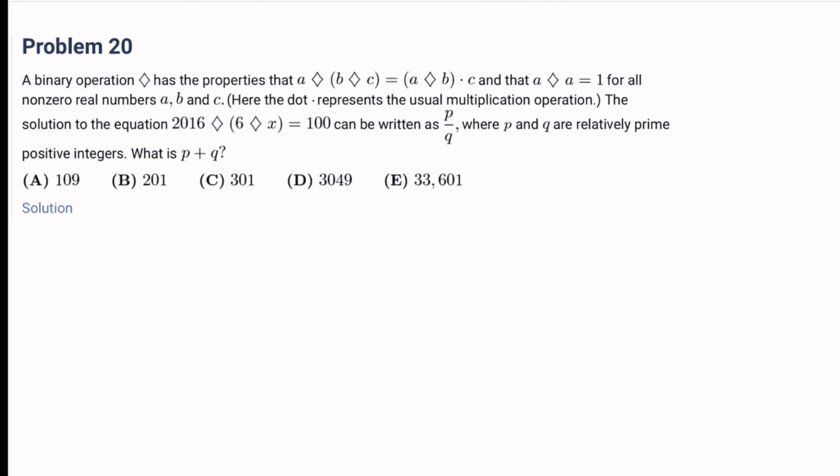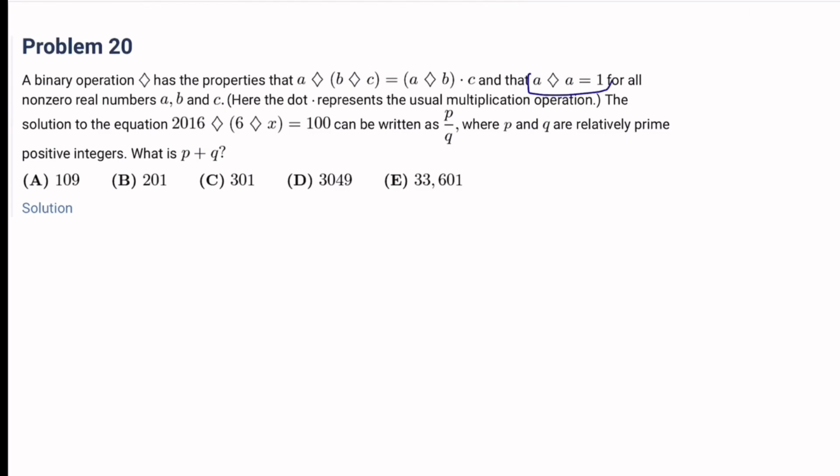Number 20, a binary operation diamond has the properties that A diamond B diamond C equals A diamond B times C, and A diamond A equals 1 for all non-zero real numbers A, B, and C. Here the dot represents the multiplication. The solution to the equation can be written as P over Q, where P and Q are relatively prime positive integers. What is P plus Q?